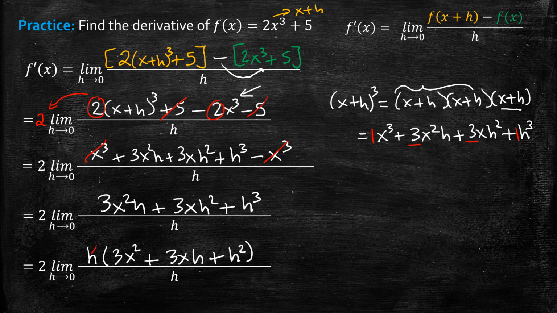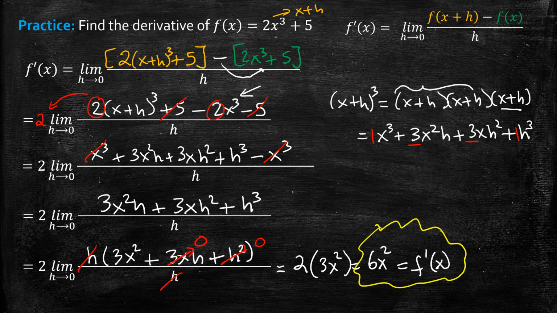And then we see the h's cancel, and we get to a stage where we can actually plug in h equals 0. Now don't forget we have the 2 on the outside, and so we have the 3x squared, that doesn't have an h, but we notice that this will go to 0, this will go to 0, and we are just left with 6x squared. So we have just derived the derivative of 2x cubed plus 5.